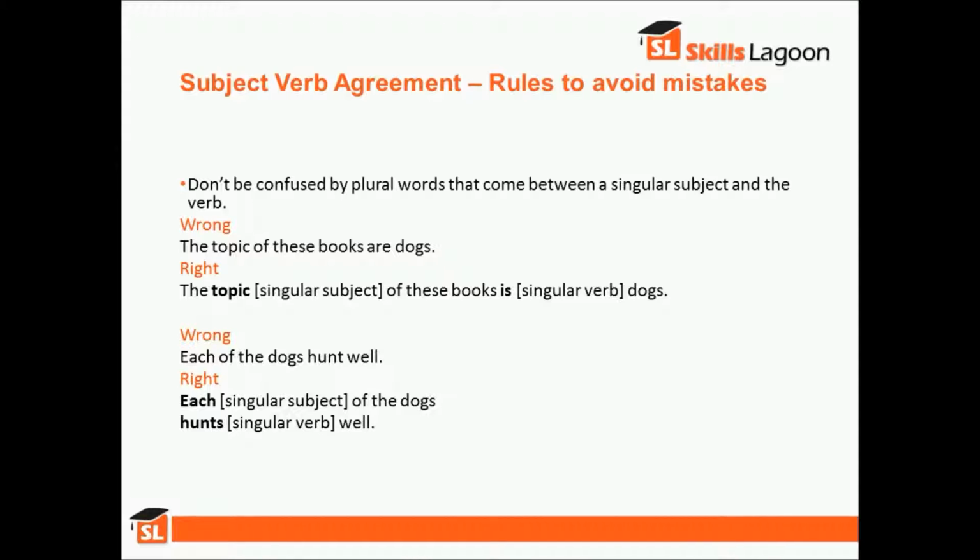This example, the topic of these books. The topic of these books makes it tempting to use a plural verb, but that is not correct. Ultimately, the subject is the topic. So the topic of these books is dogs.